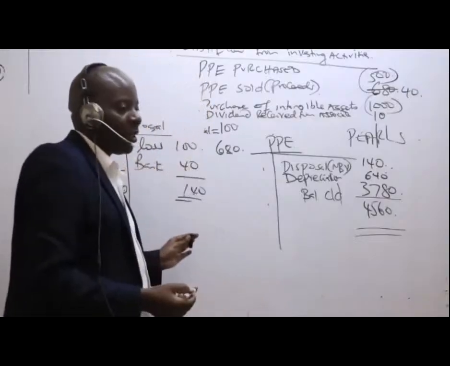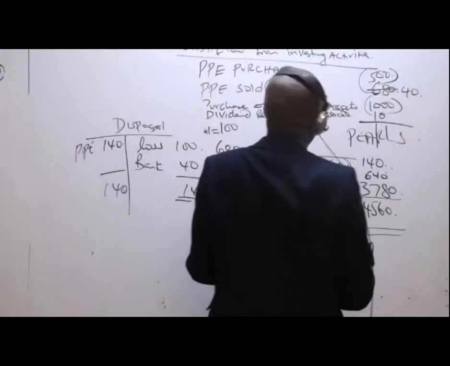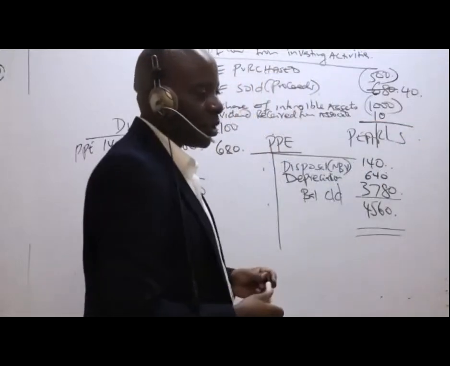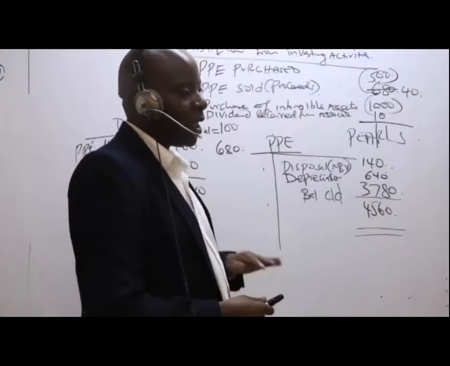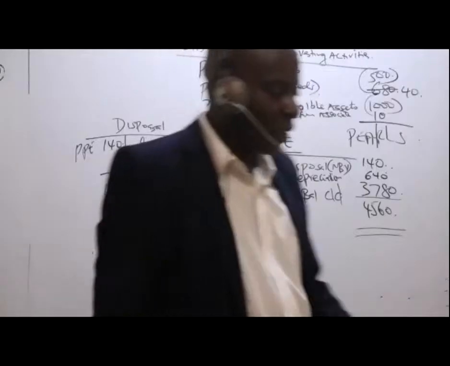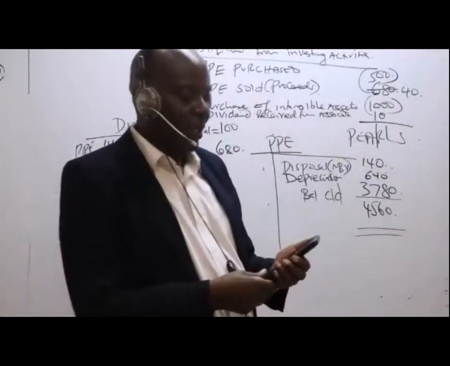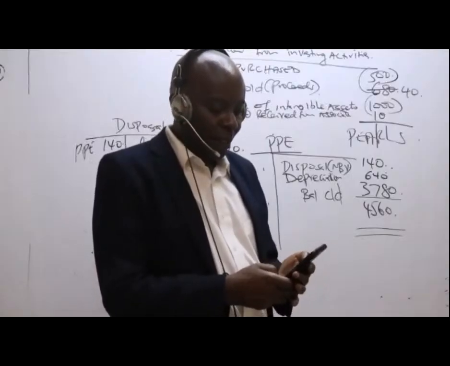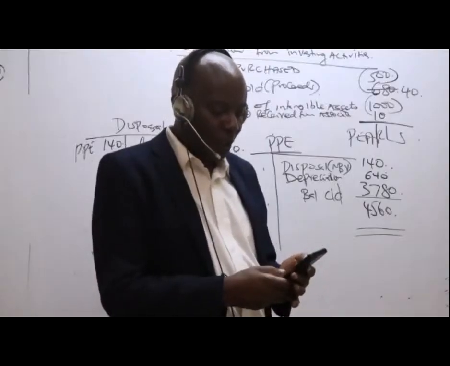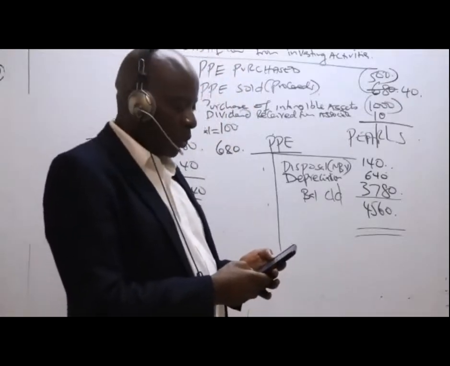And that is it. We have now exhausted everything to do with cash flow from investing activities. Now we are complete. Is there somebody who can give me the total there for cash flow from investing activities? Some good student should be able to give me the total.